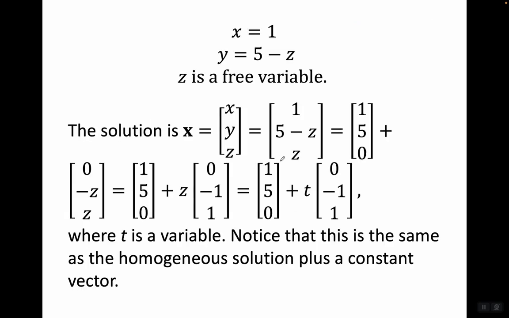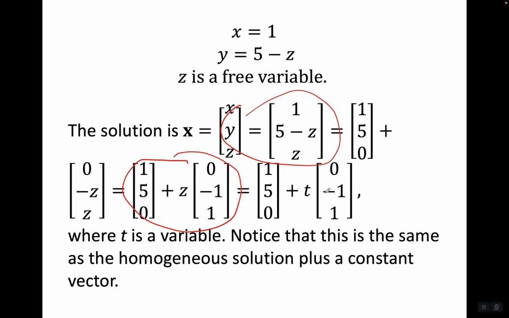Okay, I asked you to express this as a vector. So here's our solution: (x, y, z) = (1, 5 − z, z). In other words, it's (1, 5, 0) plus (0, −z, z). You can factor out the z and get (1, 5, 0) plus z times (0, −1, 1). Or you could replace that z with a t. Why you'd want to do that, I have no idea, but some textbook authors like that. You get (1, 5, 0) plus t times (0, −1, 1), where t is a variable.